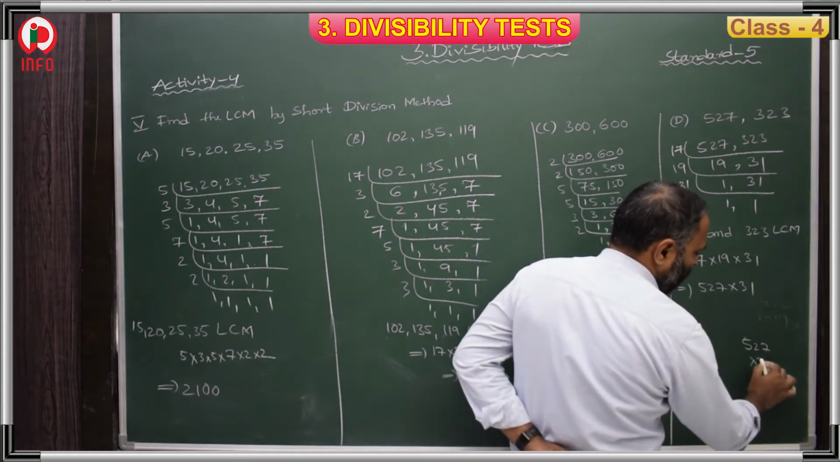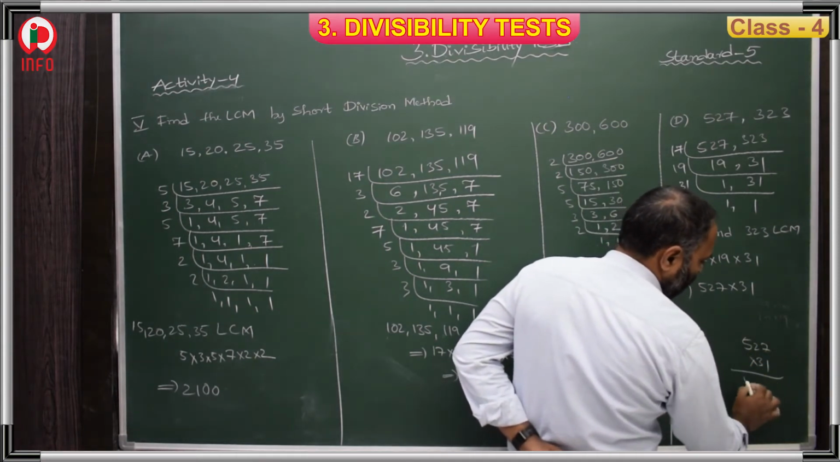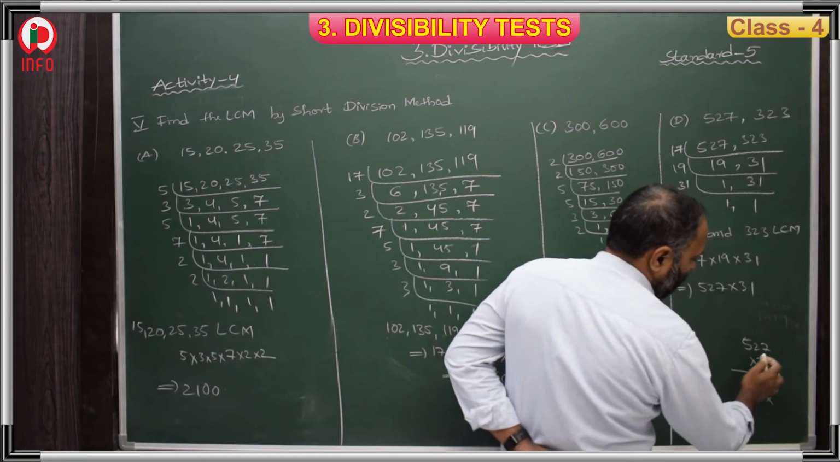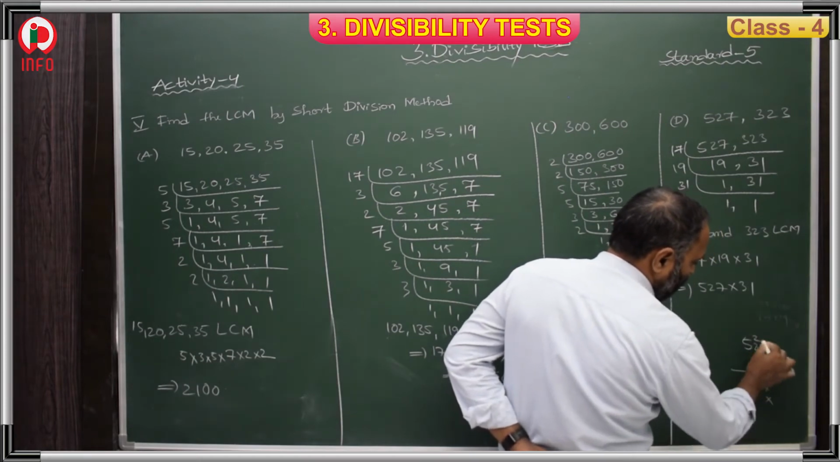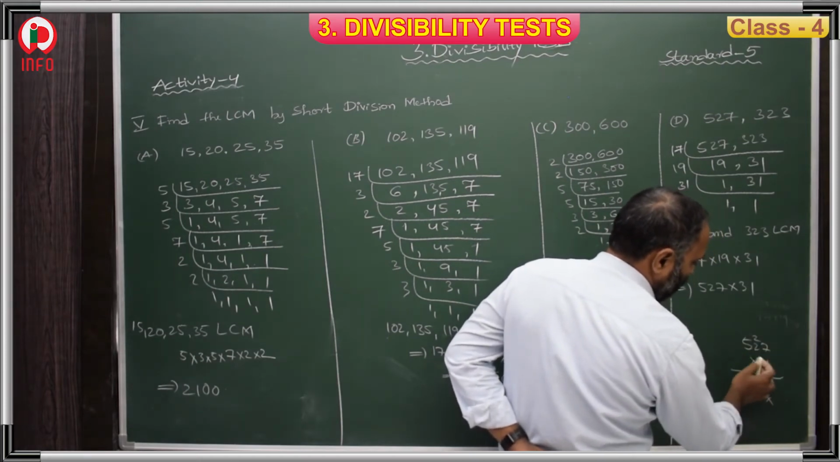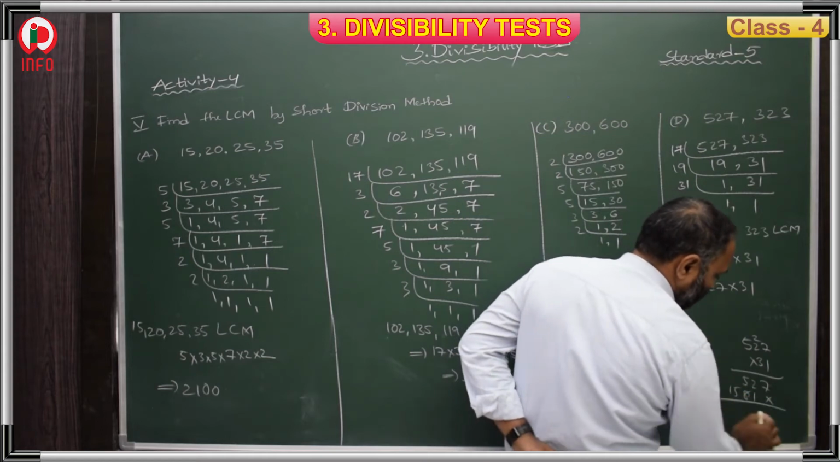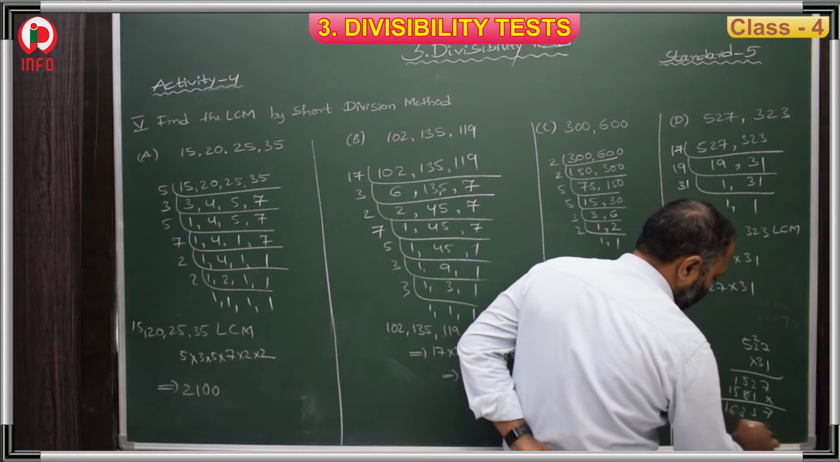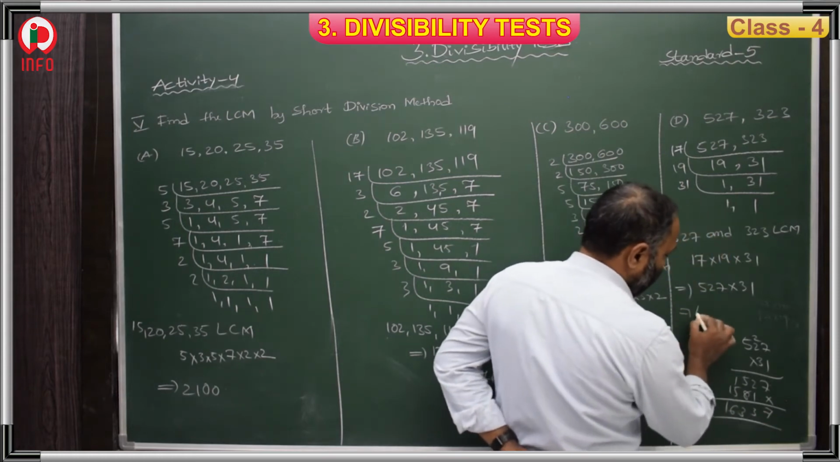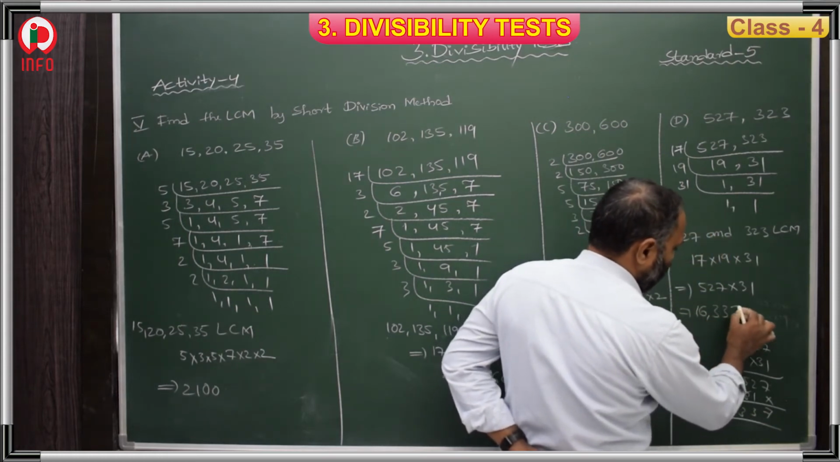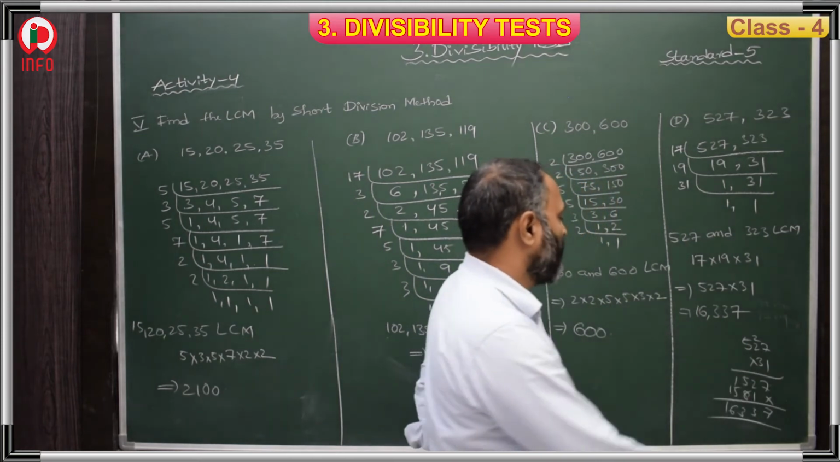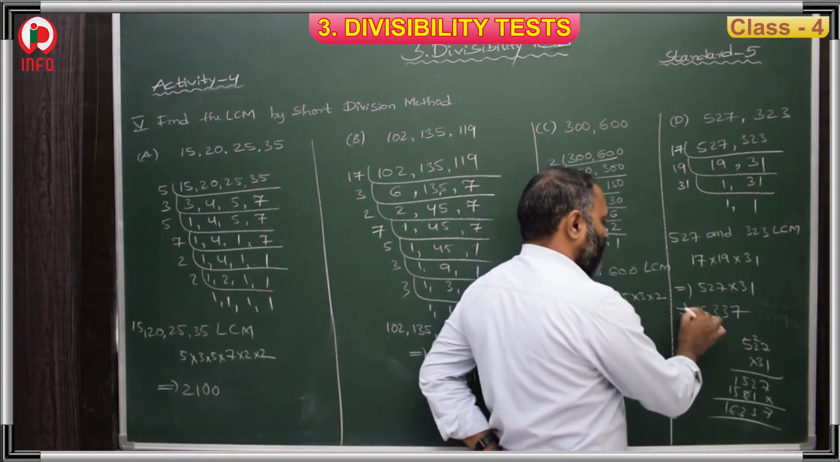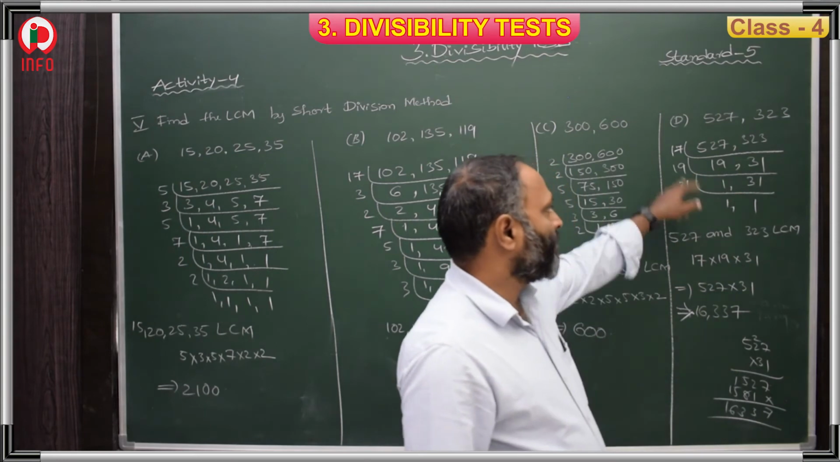323 into 31. 323 with 1. 3 sevens are 21. 3 twos are 6. 3 fives are 15. 10013. This is our LCM. So these three are prime numbers.